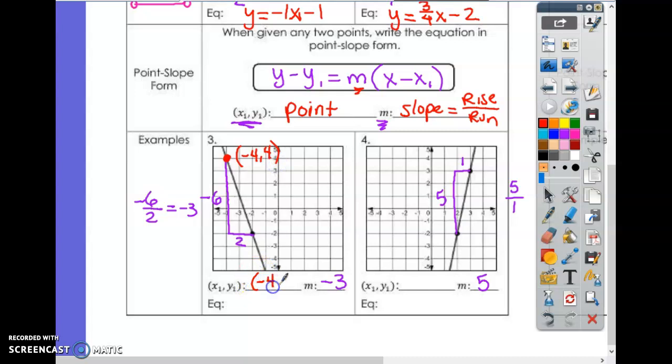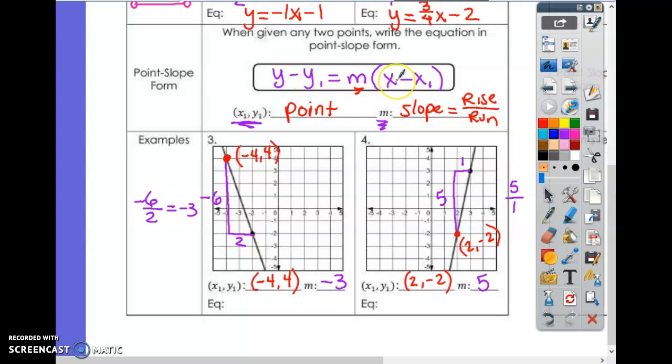Negative 4, comma, 4. And then over here, I'm going to pick this one down here, which is 2, comma, negative 2. So I'm going to put it right here, 2, comma, negative 2. And it doesn't matter which point you use. You can use whichever point you want. And then we're going to follow the formula.